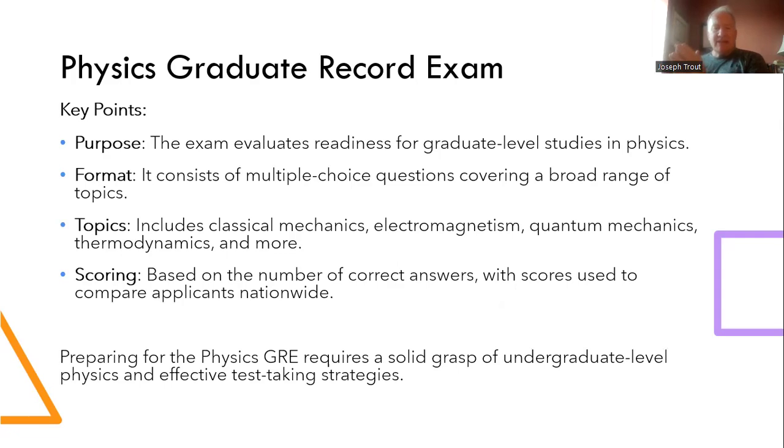So the purpose of this exam is to evaluate the candidate's readiness for graduate level studies in physics. And it's a multiple choice test, and it covers a broad range of topics in physics. The scoring is based on the number of correct answers, with the scores used to compare applicants nationwide. Preparation for the physics GRE requires a solid grasp of undergraduate level physics and effective test-taking strategies.